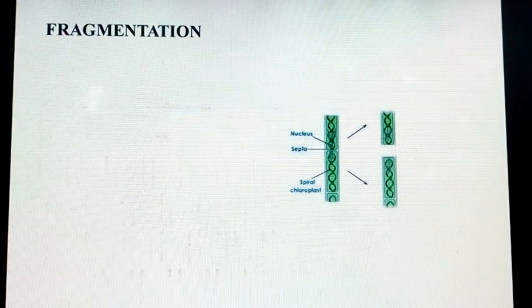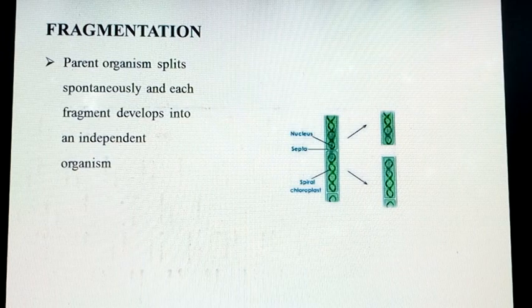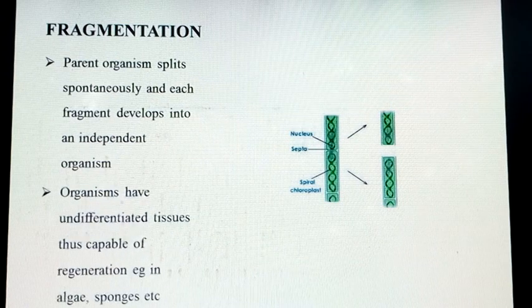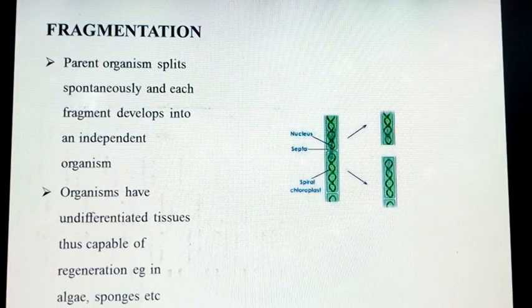The other form is fragmentation, which happens in organisms like Spirogyra. Here a parent cell spontaneously splits into fragments, and these fragments are capable of developing into individual organisms, all independent organisms. The ability of a cell to fragment is because of the presence of undifferentiated tissues which are capable of regeneration. And this is common in algae, sponges, among others.